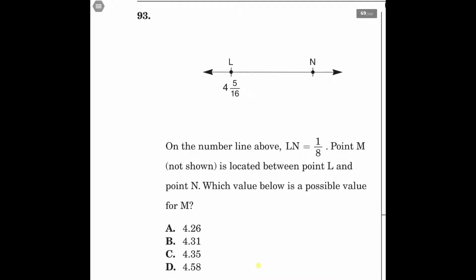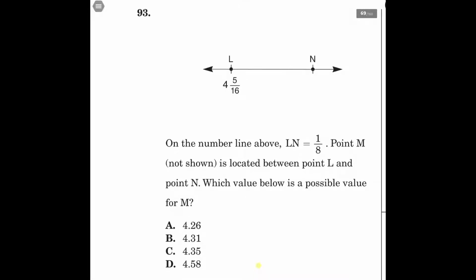Switching to our question number 93 here. Okay, so let's take a look. Alright, it looks like there's a number line right here. L is 4 and 5 over 16. N is over here. On the number line above, LN is equal to 1/8.